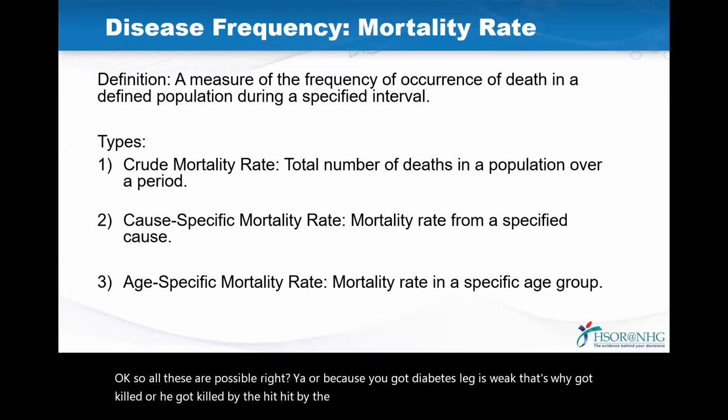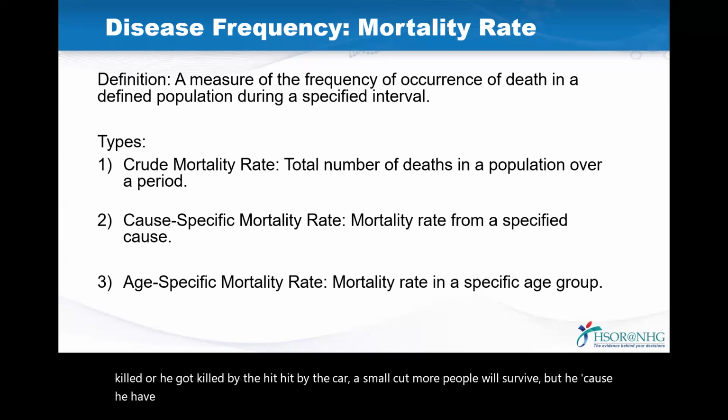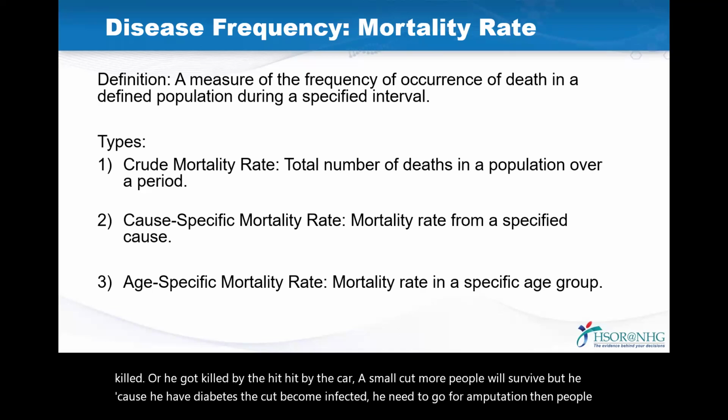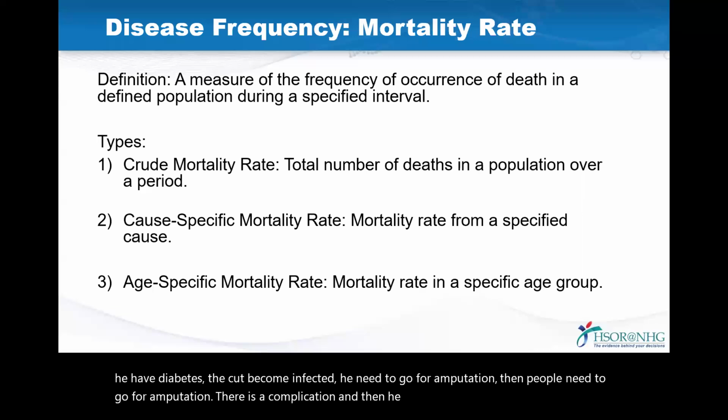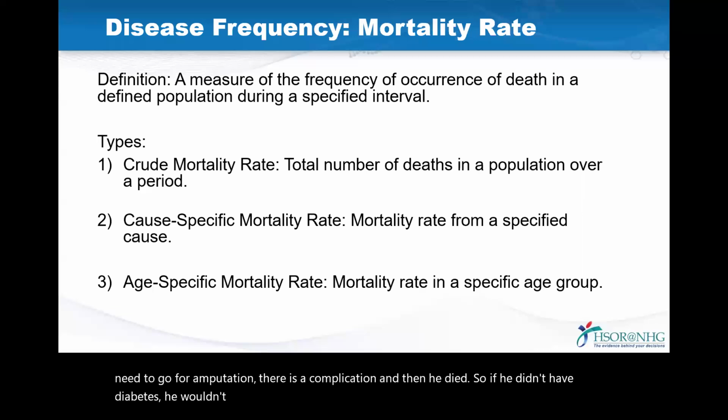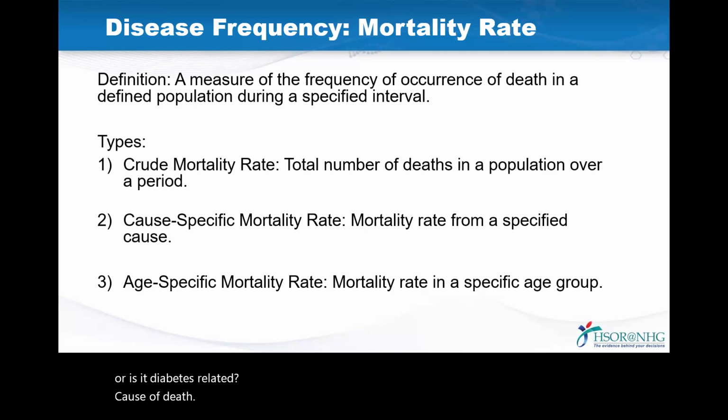Or a small cut: normal people will survive, but because he has diabetes, the cut becomes infected. He didn't go for amputation, then there's a complication and he died. So if he didn't have diabetes, he wouldn't have died. So is it a road traffic accident or a diabetes-related cause of death? Not easy, you know.